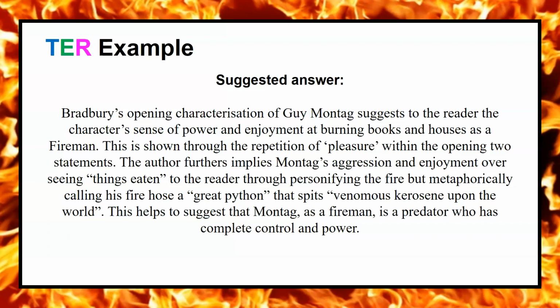This is shown through the repetition of pleasure within the opening two statements. The author further implies Montag's aggression and enjoyment over seeing things eaten to the reader through personifying the fire, but metaphorically calling his fire hose a great python that spits venomous kerosene upon the world. This helps to suggest that Montag, as a fireman, is a predator who has complete control and power. You'll note that not every example is referenced, but at least 3 are, to show the student's understanding of the question, but also the techniques that Bradbury has used.